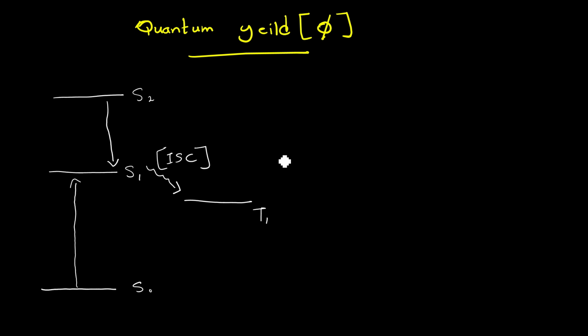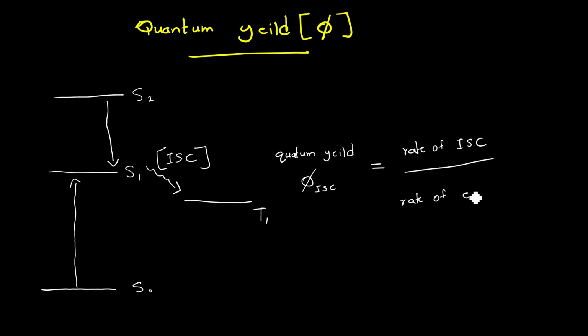Now what you need to do: the symbol for quantum yield is psi, so you write psi ISC, which means the quantum yield of the intersystem crossing. The expression is given by the rate of the intersystem crossing over the rate of excitation. This is the expression for quantum yield. The rate of intersystem crossing is basically the rate of this particular step.